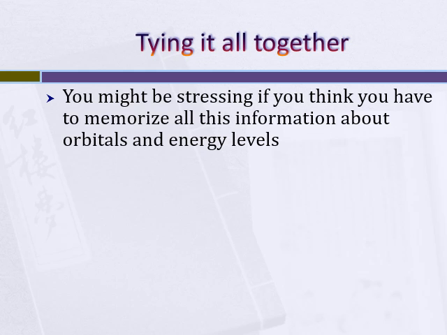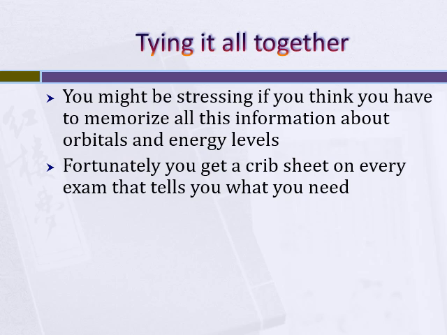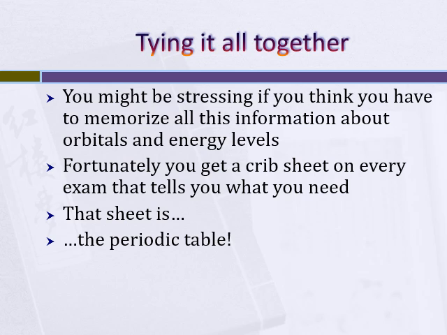Now, you don't have to memorize all this information as it appears on the table. You get a crib sheet that will give this information to you. And that crib sheet is the periodic table. The periodic table will give you the information about shells, subshells, and the number of electrons in each shell. Let's look.